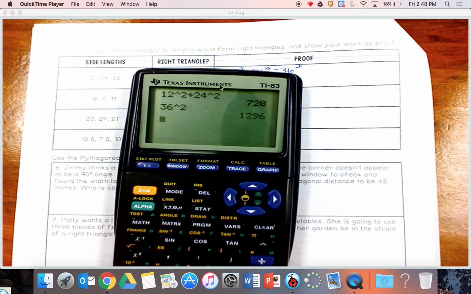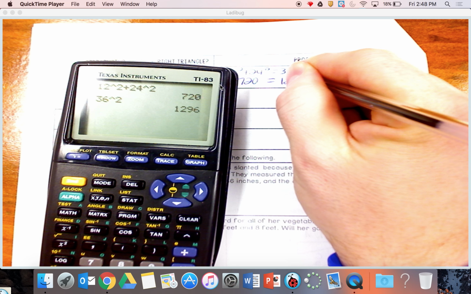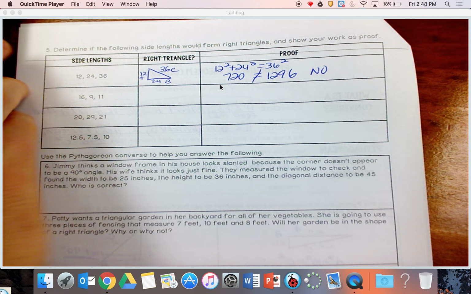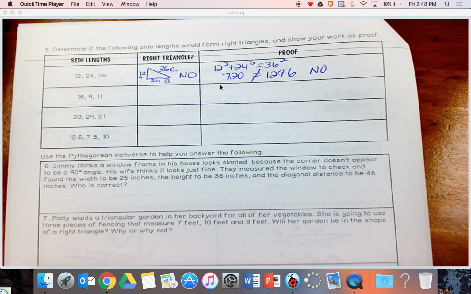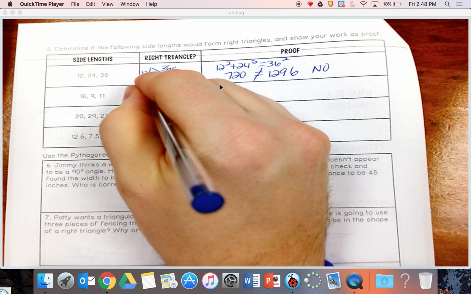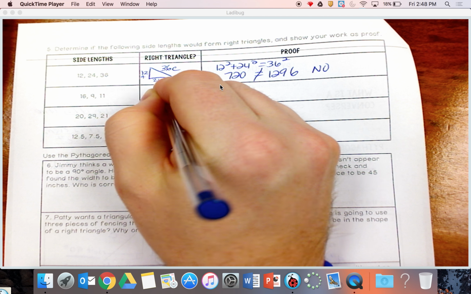36 to the second power gives me 1,296. That's a no. So this is no. Same thing with the next one: 6, 9, and 11. Just kind of draw a picture.